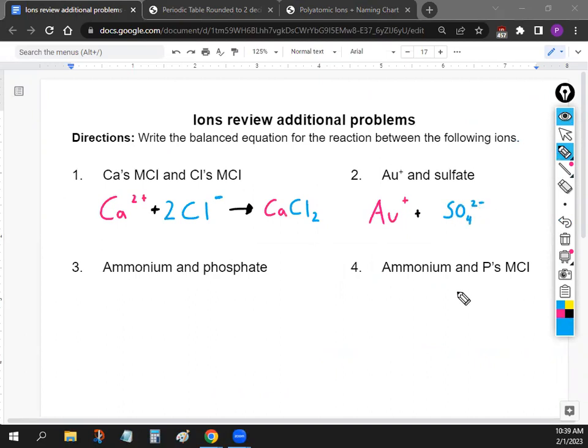So SO4 2-. All right, so if we take a look here, do we have more positive or negative energy? Negative, so we're going to need some more positive. So how many total Aus do we need? 2. Yeah, there you go.